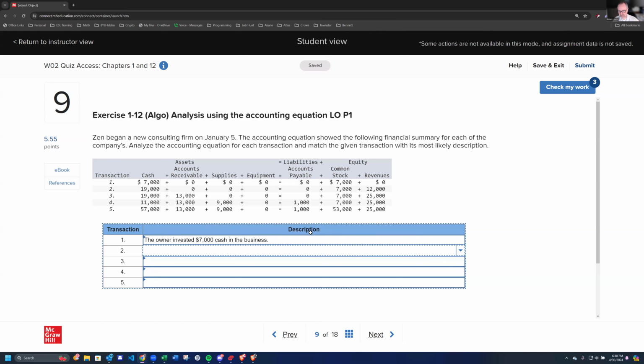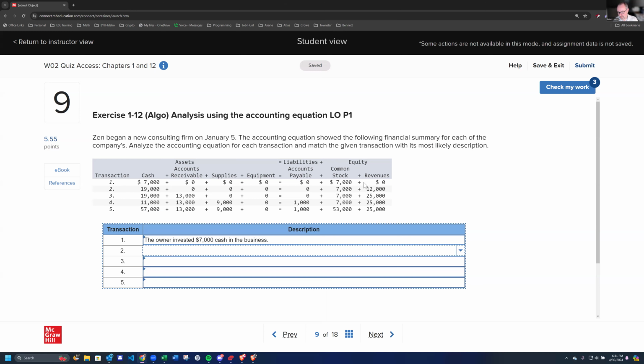So we found 7,000. We got 7,000. Now this one, we're going to look for something around a $19,000 transaction, but actually, no, it's 2 different transactions. This is a progression. Analyze the accounting equation for each transaction and match the given transaction with its likely description. Okay, so before transaction number 2, we had a balance of $7,000 in common stock. In transaction number 2, our cash increases by $12,000, right? 19 minus 7 is 12.